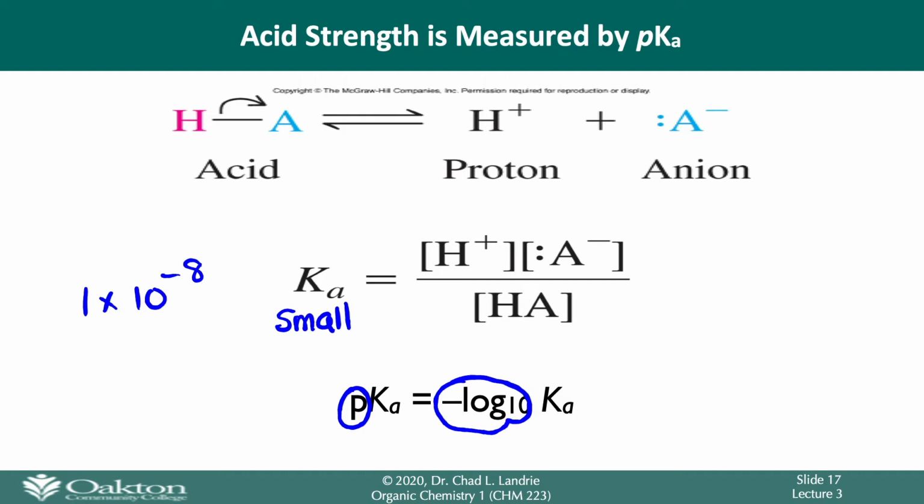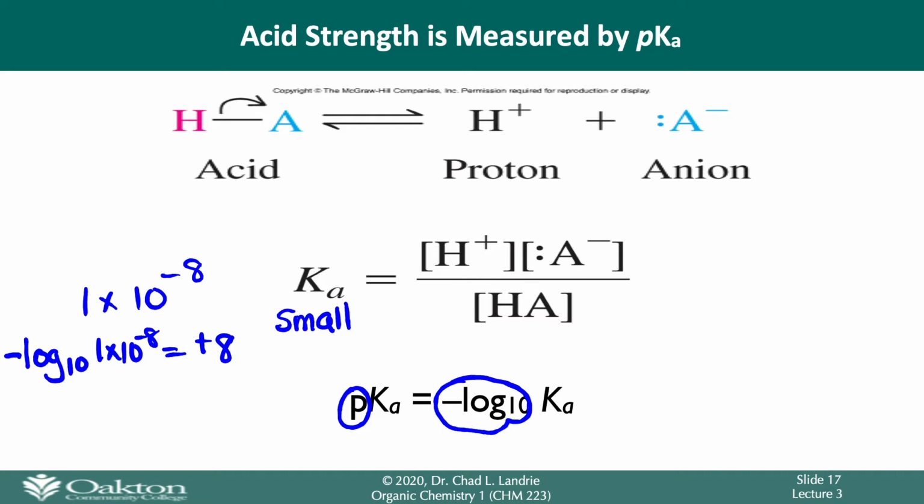So if I had a Ka of 1 times 10 to the negative 8th, the log base 10 of that would be negative 8. So log base 10 of 1 times 10 to the negative 8th is negative 8. And then the negative of log base 10 of that is a positive 8. So I can convert Kas into pKas by taking the negative log. And vice versa, I can go in the opposite direction.